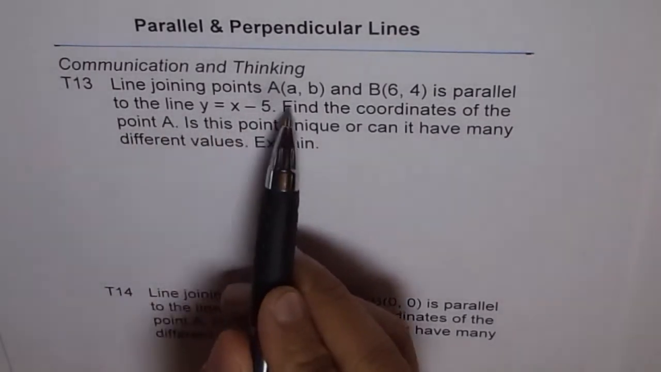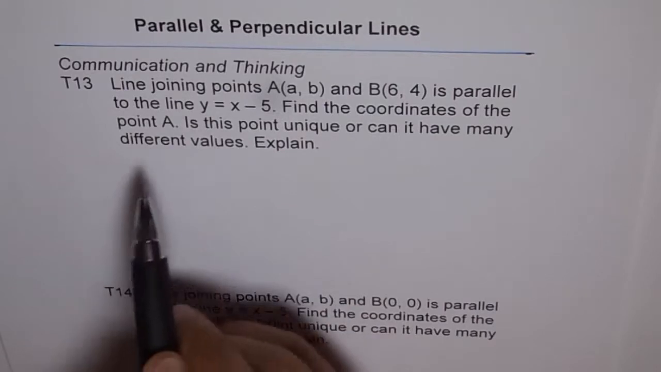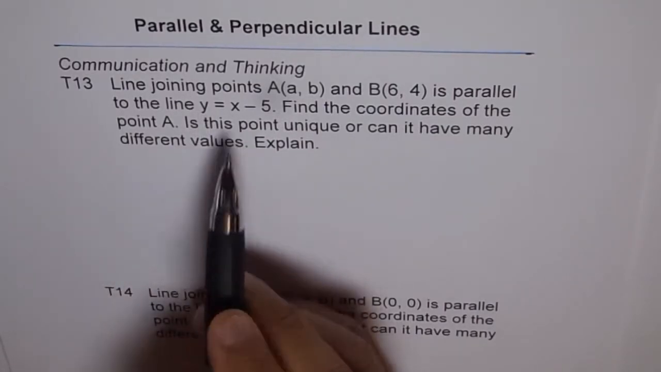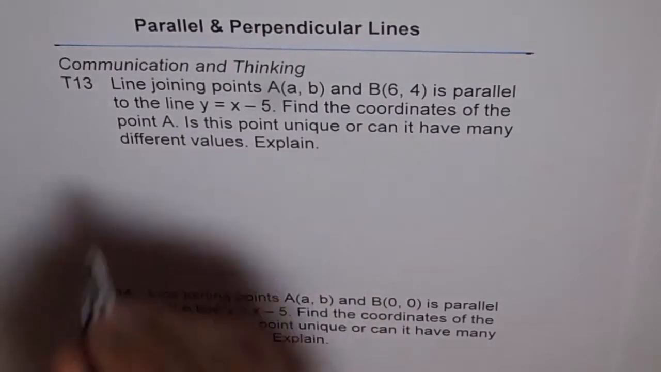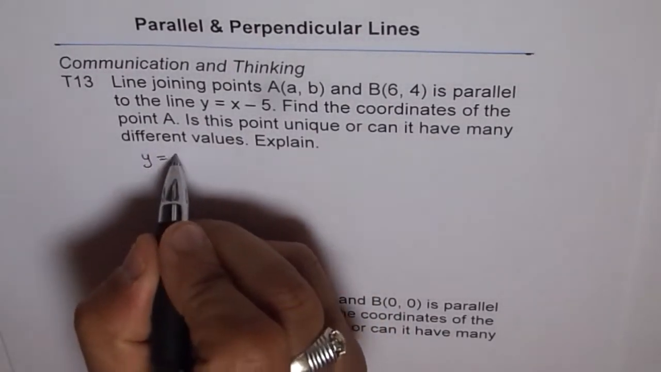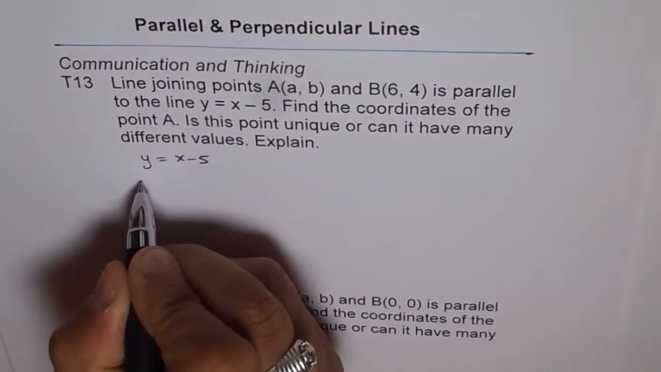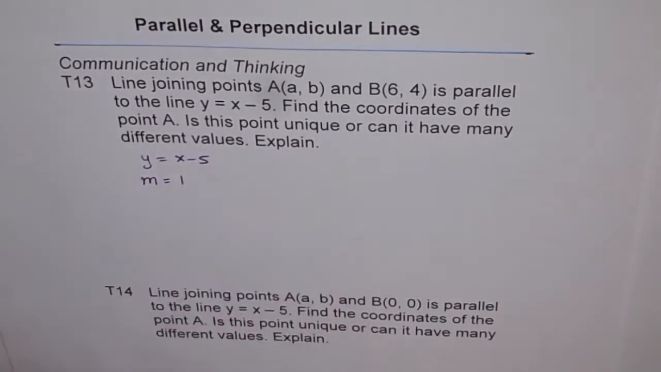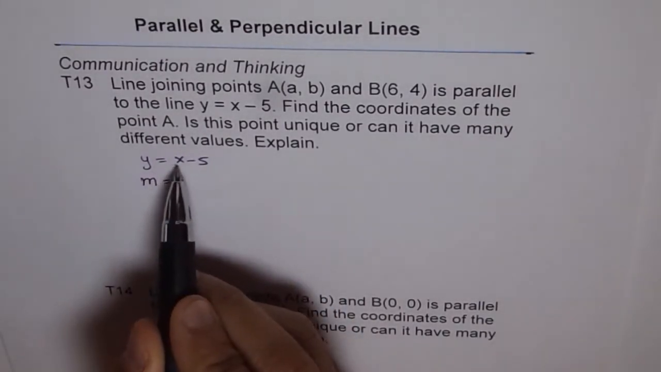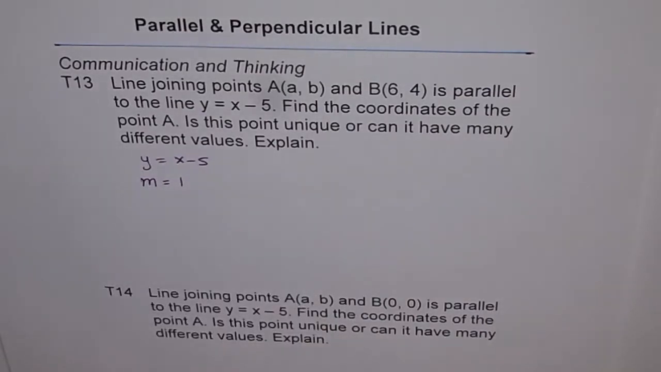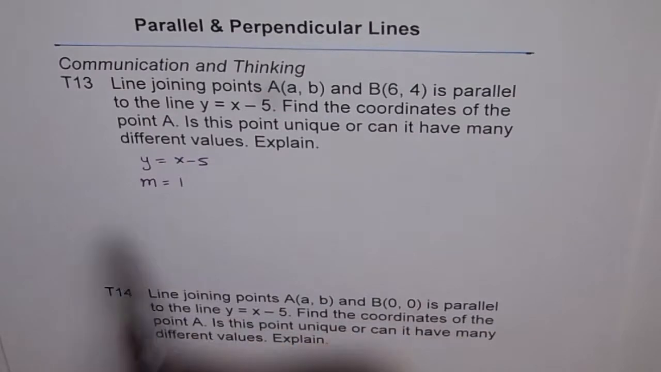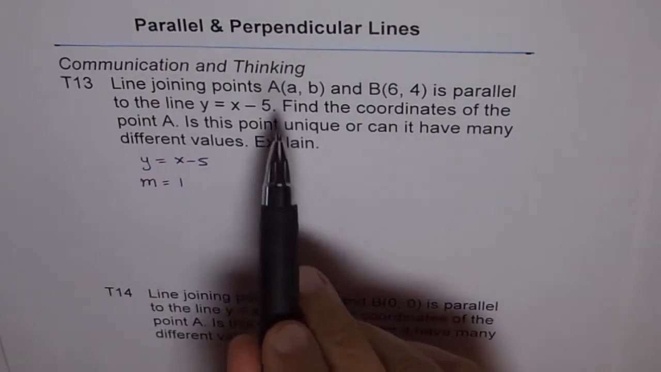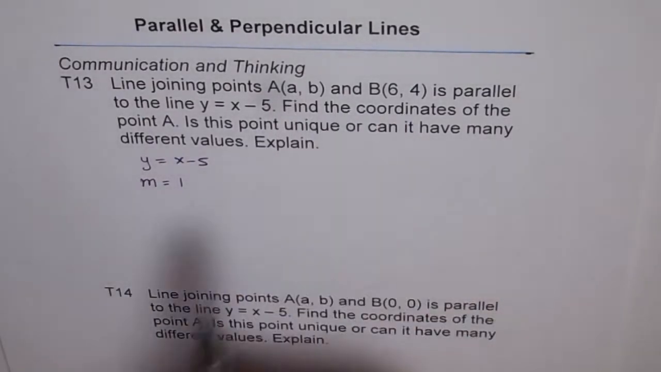The line joining points A and B is parallel to the given line y equals x minus 5. If a line is parallel, then their slopes should be the same. So the line is y equals x minus 5. What is the slope of this line? The slope of this line is 1, since 1 is the coefficient of x. So that means the line joining A and B should have a slope of 1, correct?